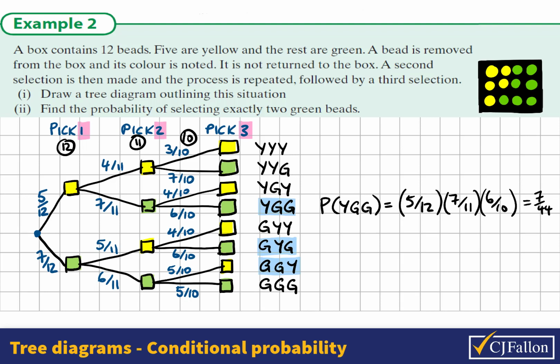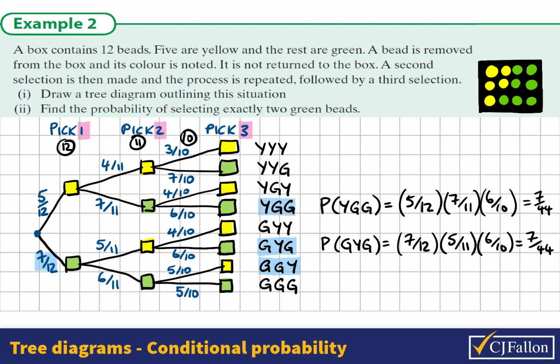So I look at the next option then, which is the probability of getting green, yellow, green. So this time we see it's 7/12, 5/11, and 6/10 is what we're multiplying. So 7/12, 5/11, and 6/10. We might notice that when we multiply it, it's the same as the last fraction, 7 out of 44, because the numerators are 7, 5, 6, and the denominators are 12, 11, 10.